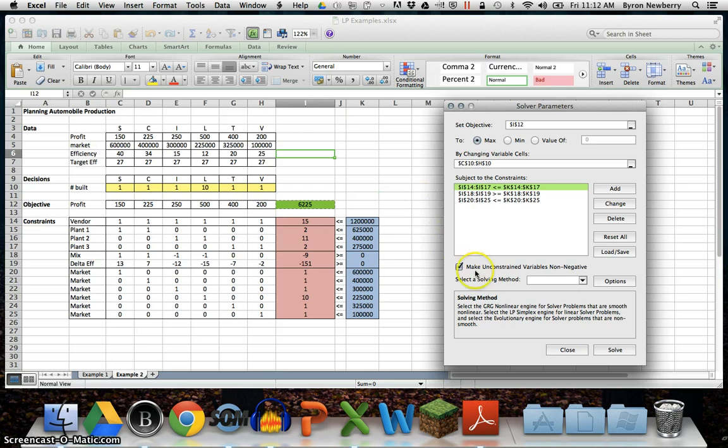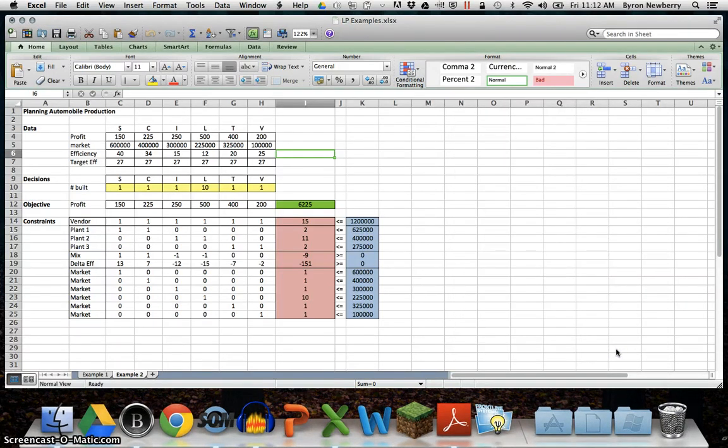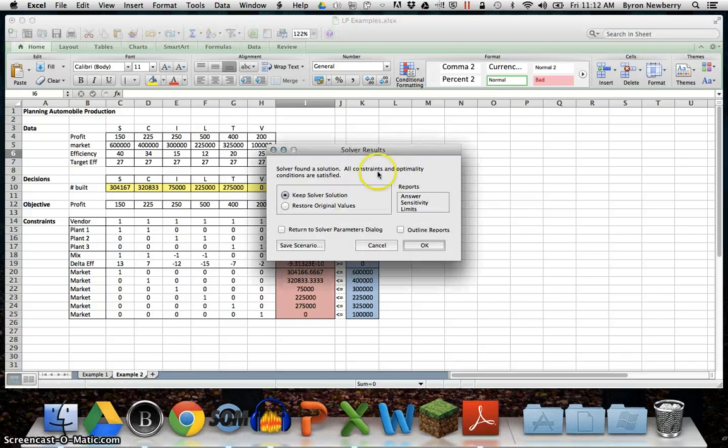Okay, now we're going to click the box again to tell it that we can't have negative decision variables. That means we can't make negative cars, which is obvious to us but not obvious to Excel. And then finally that we have a linear problem, so we'll use the simplex algorithm because it's more accurate for linear problems. Okay, and we should be ready to solve. So let's see what happens. Sure enough, it found a solution. All constraints and optimality values are satisfied, so let's keep it.